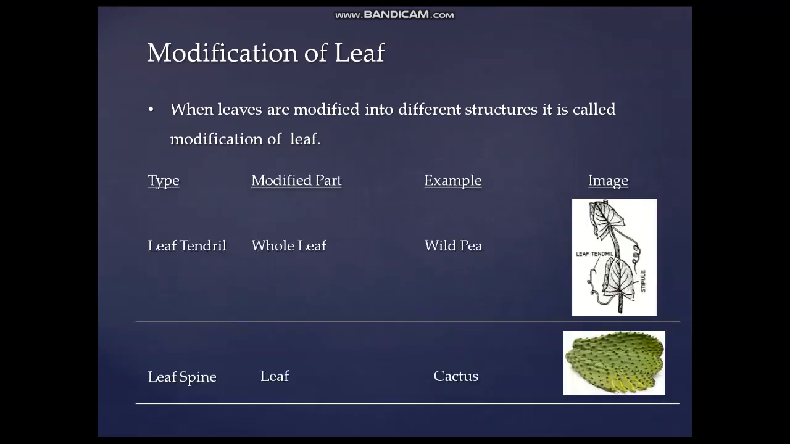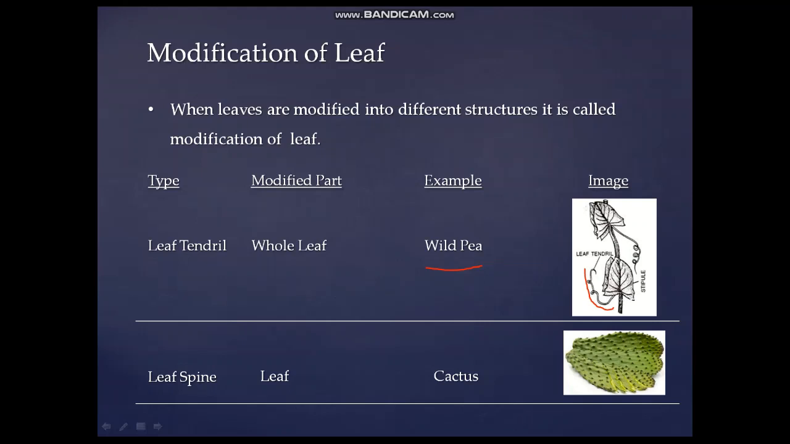So in our NCERT, a few examples are given regarding its modifications. The first one is leaf tendril. The function of tendril is that it helps in climbing of the plant. Over here the whole leaf gets modified into the leaf tendril. Example is of wild pea. Now look at the diagram of this tendril. Yes, this coiled part is the tendril part.